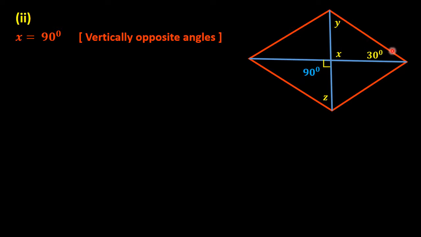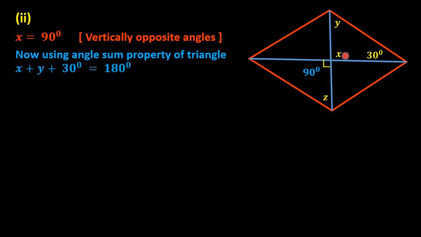And here this is a triangle. Now we apply the angle sum of a triangle. In a triangle, the sum of three angles is 180 degree. So x plus y plus 30 degree equals 180 degree. And we have already got the value for x which is 90 degree, so we replace the value for x here. And after simplification, we get y equals 60 degree.